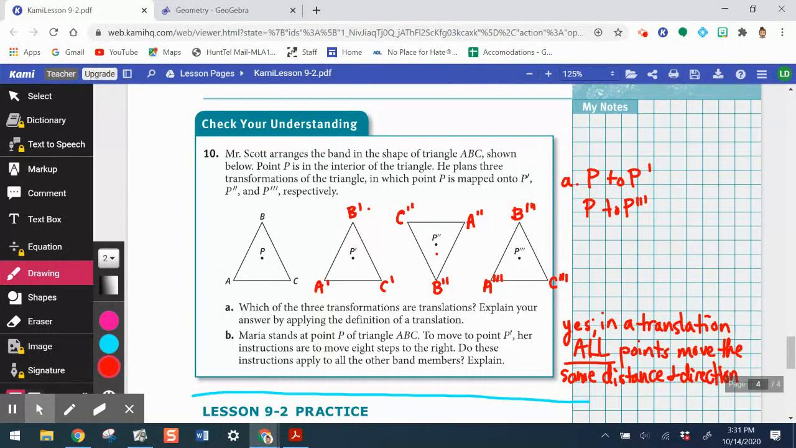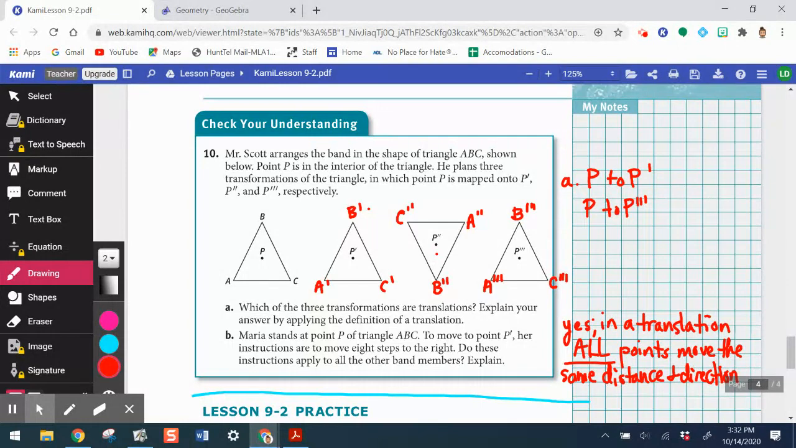So he plans 3 transformations in triangles in which point P is mapped onto P prime, P prime prime, and P prime prime prime, respectively. So literally P is mapped to all of these points. It says, which of these 3 transformations are translations? And explain your answer by applying the definition of a translation. So I wanted to draw these other points so you can visualize where these points would end up after these transformations. So for item A, I said the only ones that were actually translations are the transformation from P to P prime, and then from P to P prime prime prime.